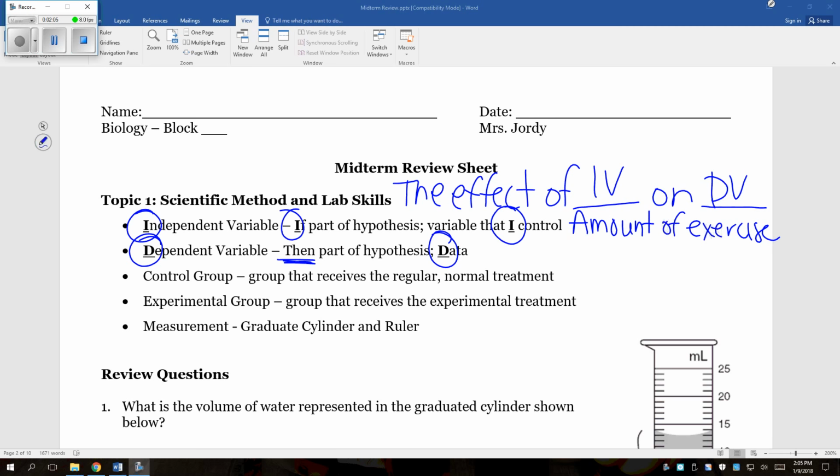Next up, we have our dependent variable. The dependent variable is the data that you are collecting. So as we had one group rest and then the other group exercise for 1 minute, we then had an activity that each group had to perform. The activity, the data that we were collecting, was actually the number of clothespin squeezes.